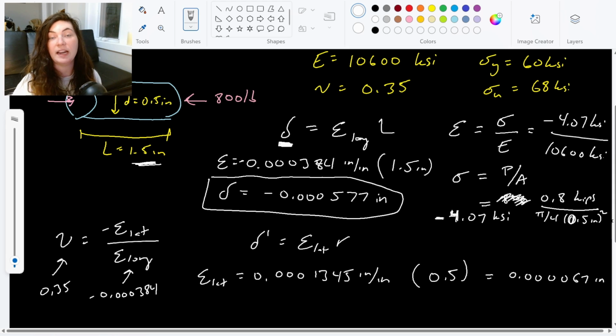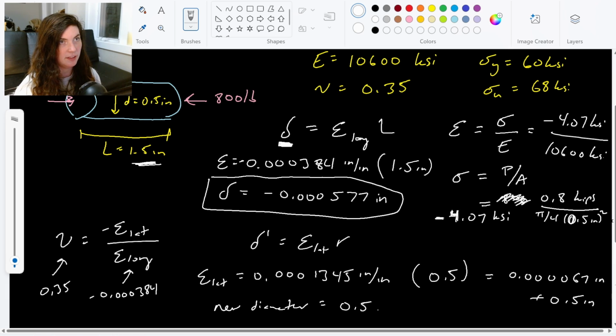Now again, it asks for the new diameter. This is just the increase in the diameter. So what I want to do is add the old diameter to this number, right? Do the plus 0.5 inches to get the new diameter. So don't skip that step. Don't stop here at what the increase is. It asks for the new diameter, so it's 0.50067 inches.